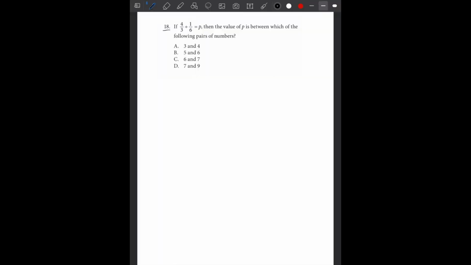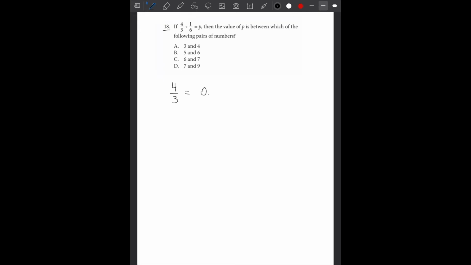Number 18 reads, if 4 over 3 divided by 1 over 6 equals p, then the value of p is between which of the following pairs of numbers? So this problem could be solved very quickly, very easily using one method, and longer by using another method. I will briefly say what the long method is.